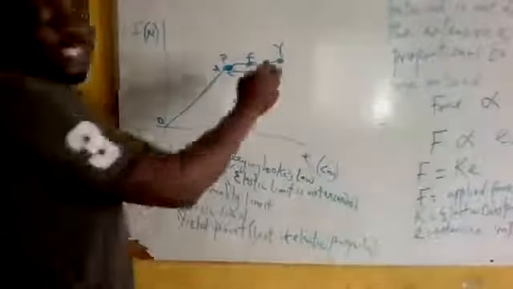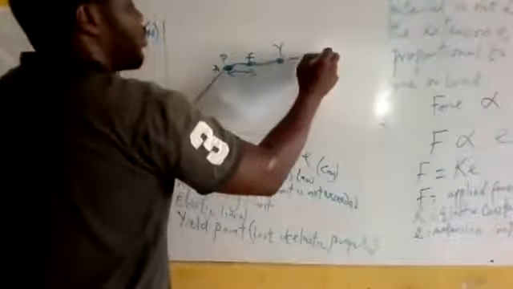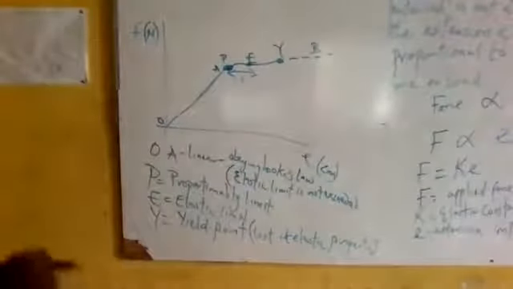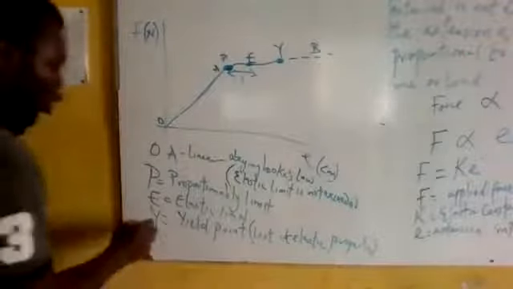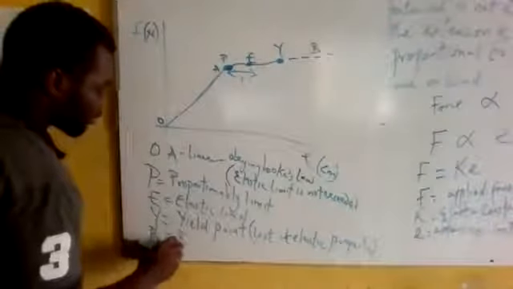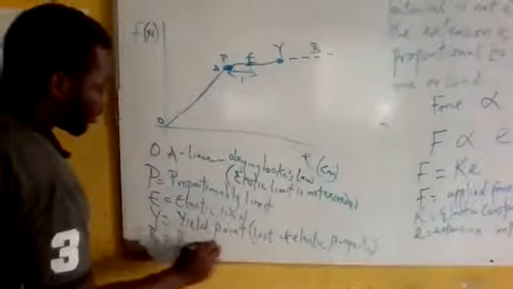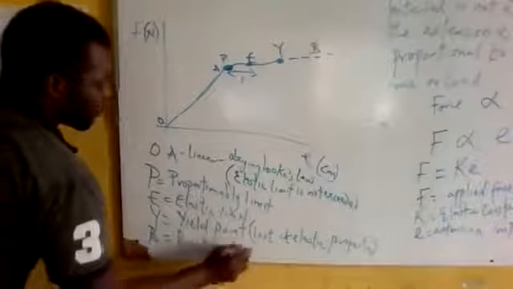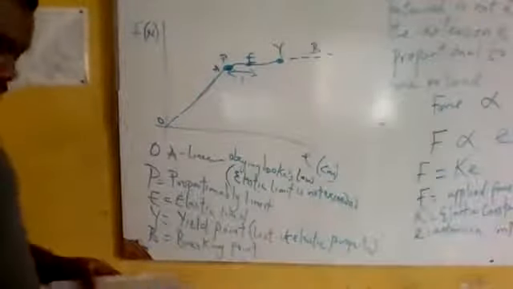And then after the yield point, you have what we call the breaking point. At that point, it now breaks. It cuts off. Are you getting me? So it has exceeded the elastic limit, and then it now gets cut off. So this is the breaking point. At the yield point, it has become a plastic. At the breaking point, it cuts off.